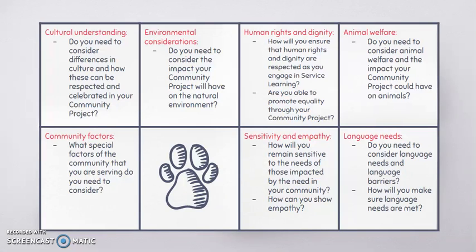So our first is cultural understanding. Do you need to consider differences in culture and how these can be respected and celebrated in your community project? For environmental considerations, do you need to consider the impact your community project will have on the natural environment? Human rights and dignity: how will you ensure that human rights and dignity are respected as you engage in service learning? Are you able to promote equality through your community project? Animal welfare: do you need to consider animal welfare and the impact your community project could have on animals?